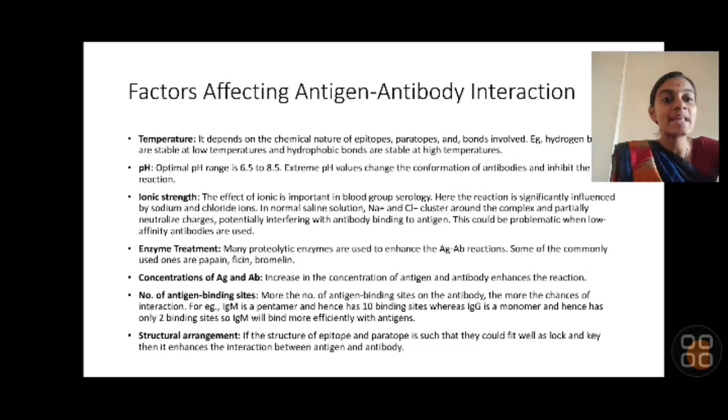With the increase in concentration of antibodies and antigen, the reaction will also be enhanced. Number of antigen binding sites. The more antigen binding sites the antibody has, the more interaction will occur between the antigen and antibody. Structural arrangement. If the structure of the epitope and paratope is such that they fit well like a lock and key, then it will enhance the interactions.